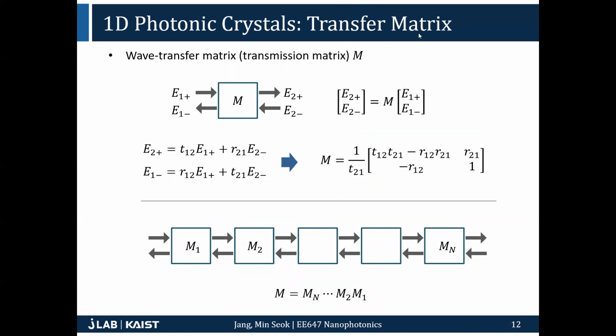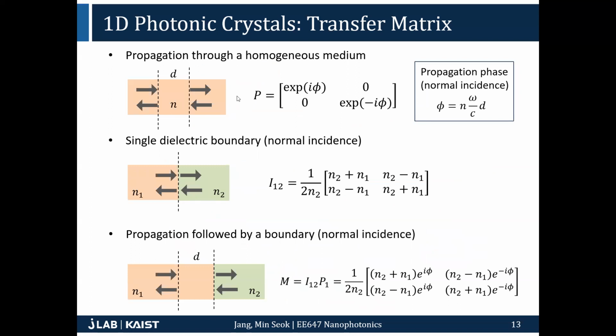To answer that question, we need to look at this. We want to consider two cases. The first case is propagation through a homogeneous medium. Let me remind you that our transfer matrix connects E1 plus and E1 minus to E2 plus and E2 minus. And now, okay, this is our area of interest.